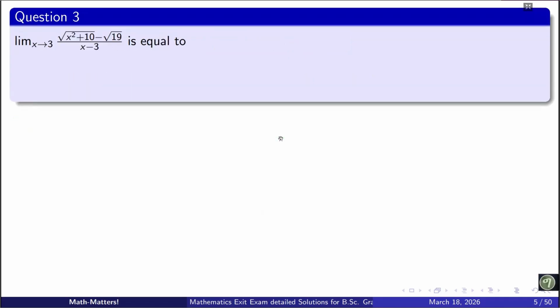Question number 3. It is a question on calculus: simplify the limit of a rational function, that is, the limit of the square root of x squared plus 10 minus the square root of 19, over x minus 3, is equal to blank. The options are 3 over radical 19, 6 over radical 19, 0, and does not exist.